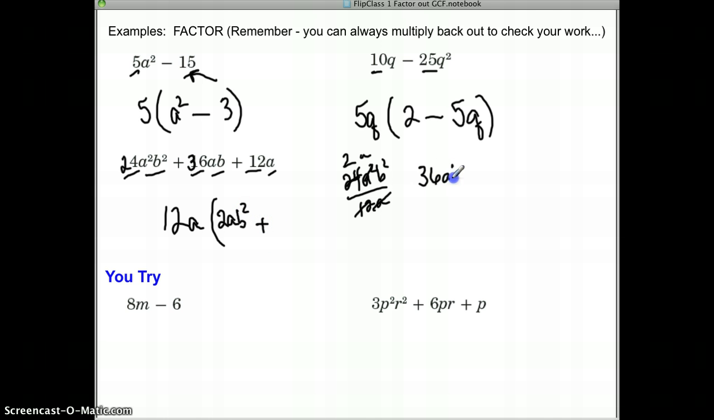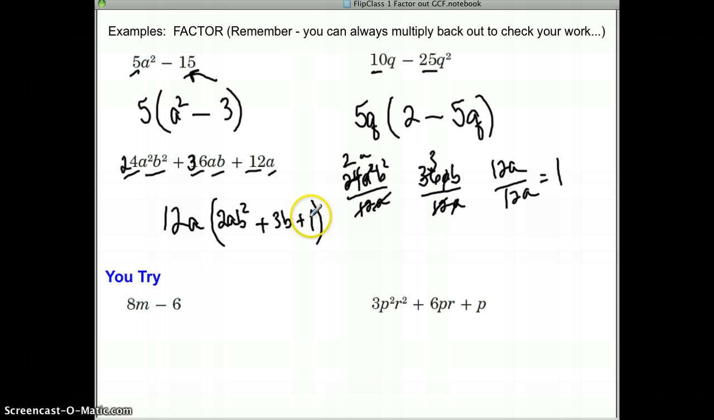Then 36ab divided by 12a. 36 divided by 12 is 3. The a's cancel, so you get 3b. And then plus 12a divided by 12a, those cancel. Okay, now when they cancel though, what is left? What is 12a divided by 12a? Not 0, they don't cancel completely, but you have a 1 left. So you need plus 1.